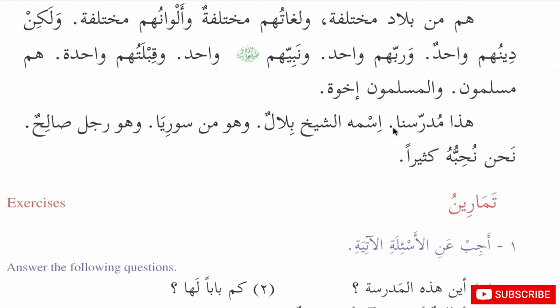هذا مدرسنا. This is our teacher. اسمه الشيخ بلال. His name is الشيخ بلال. وهو من سوريا. He's from Syria. وهو رجل صالح. And he is a righteous man. نحن نحبه كثيرا. We love him a lot.